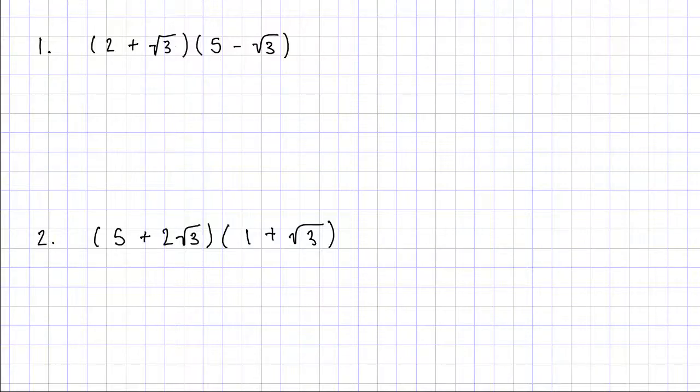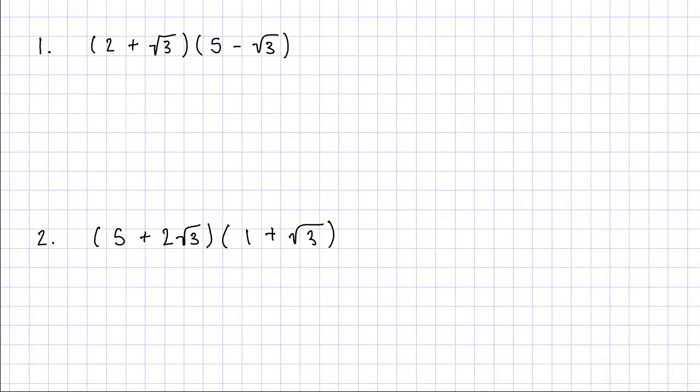This video is on simplifying surds, where we have to multiply out brackets first. Now in question 1 I have 2 plus square root of 3 times 5 minus square root of 3. So I know the 2 needs to multiply to all of this, and the square root of 3 needs to multiply to all of this.